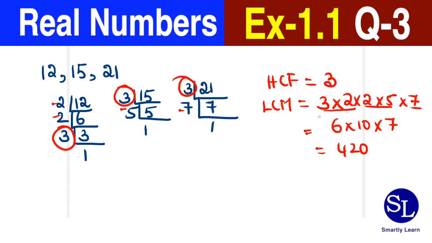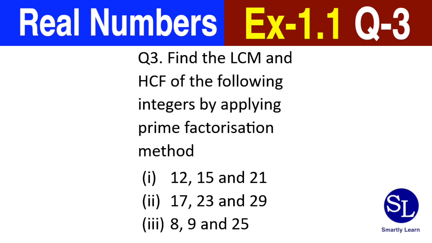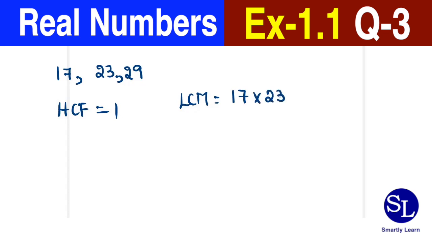Now let's try the second subdivision. 17, 23 and 29. Each of these numbers is a prime number, so they will have no common factors among them. So the HCF is simply equal to 1. Now for the LCM, if these numbers are co-prime, meaning they don't have any common factors, the LCM is nothing but the product of the individual numbers.